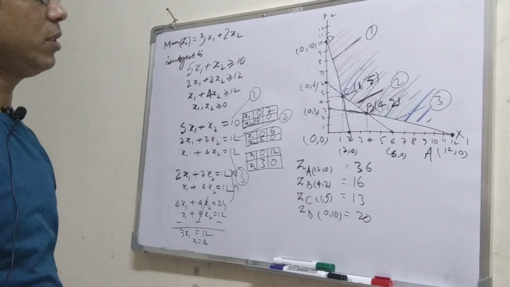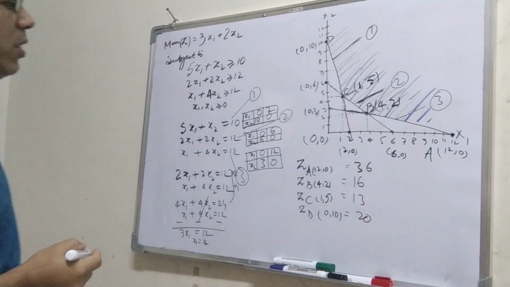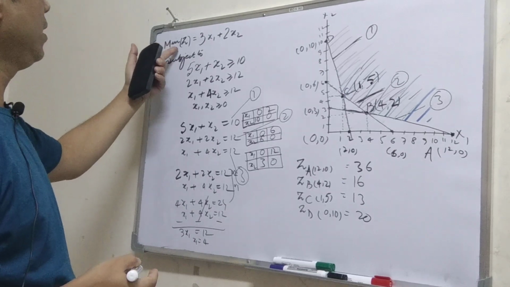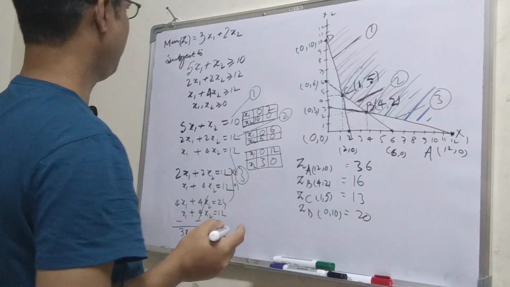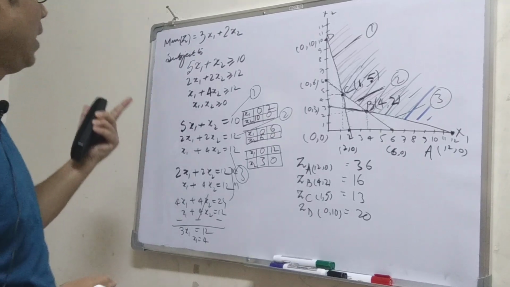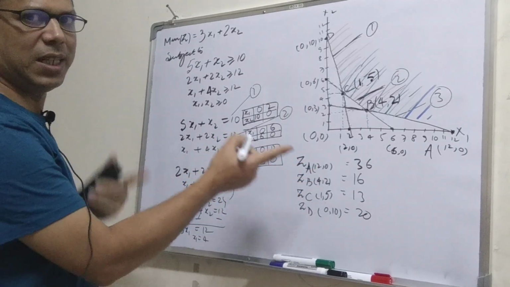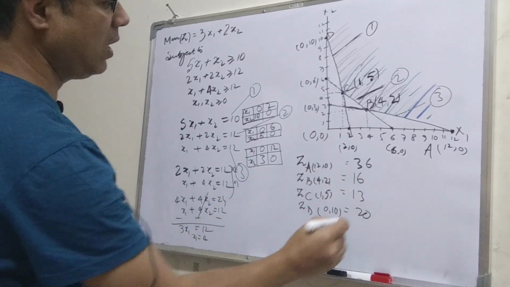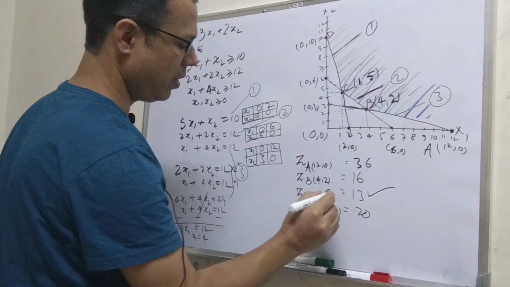Now we have all these values in our hand: Z at A, Z at B, Z at C, Z at D. So what is the question going to ask? The question is very simple. It asks for the minimum Z. It means we need to minimize the cost of the product. The text question has been changed into mathematical form, and finally we need to put all these values of x1 and x2 into the objective function and check which is going to give the minimum result. So out of these 36, 16, 13 and 20, 13 is the least value. It means this is the solution of our problem.